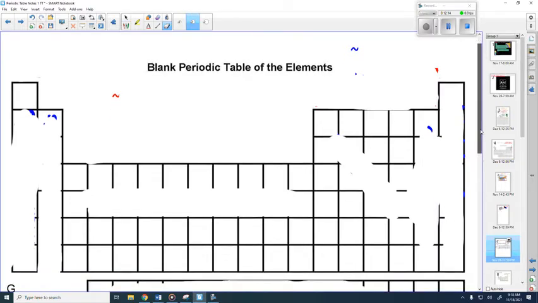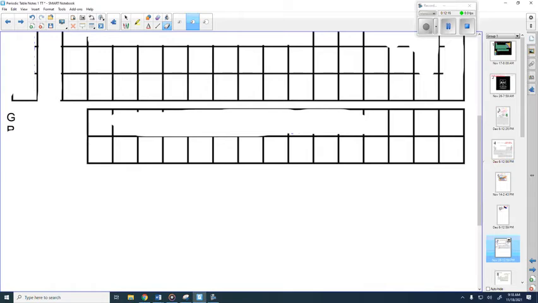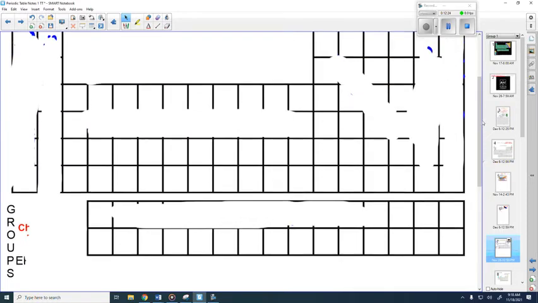So, groups. I always like writing this little guy right here. Groups go up and down. And we will come back to this. This is your blank sheet. We'll be going back and forth between the blank sheet and your notes periodically. See what I did there? All right, anyways. I'll come back to this here in a moment.